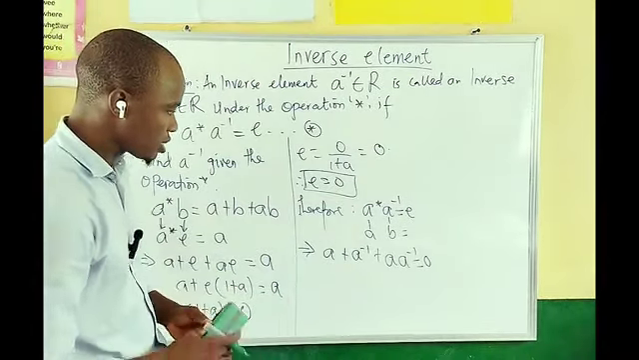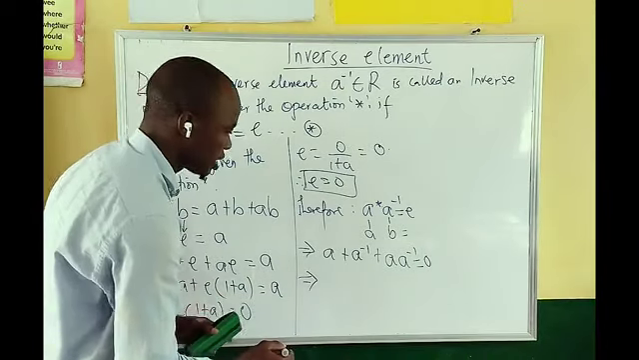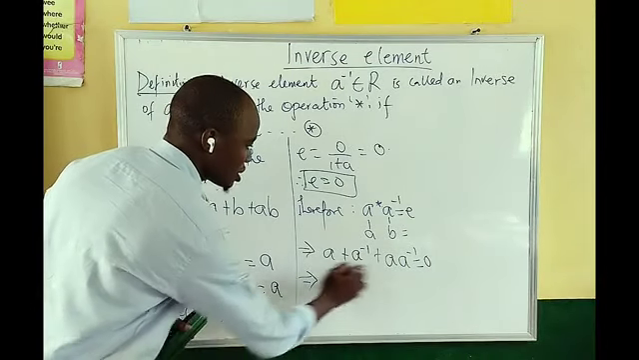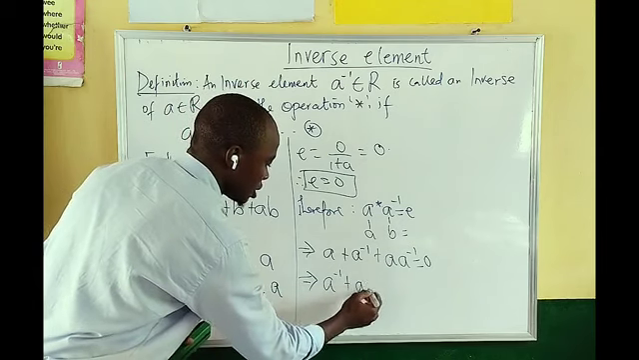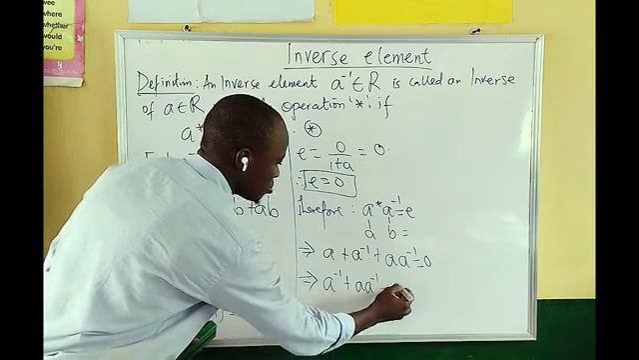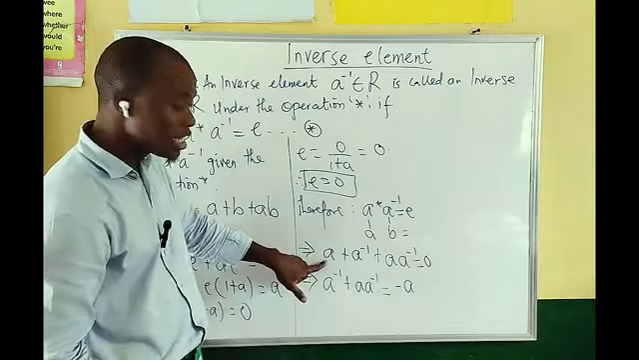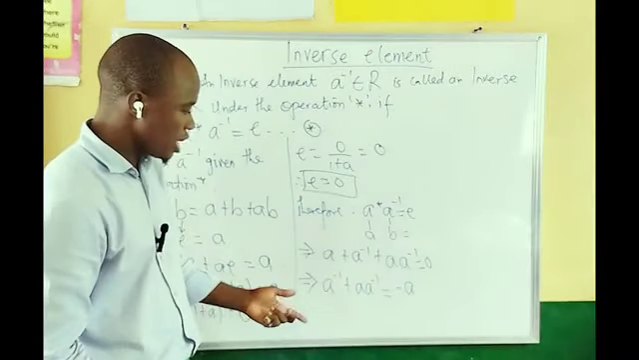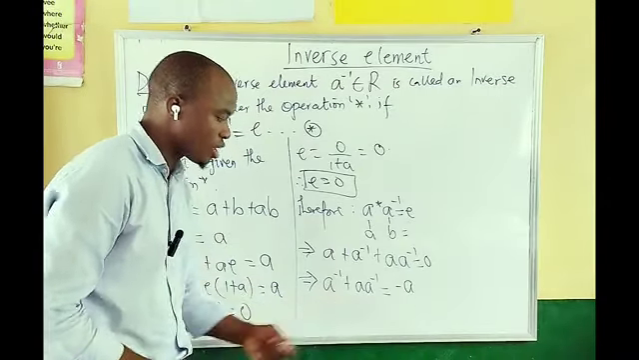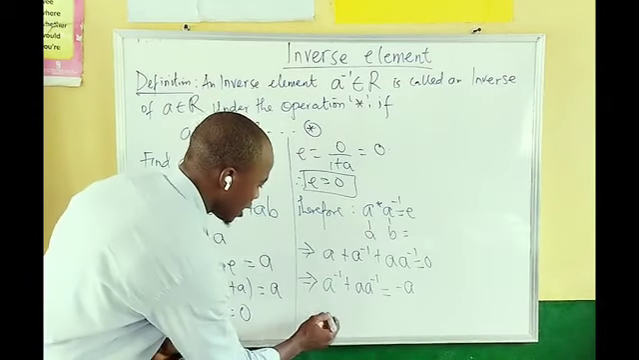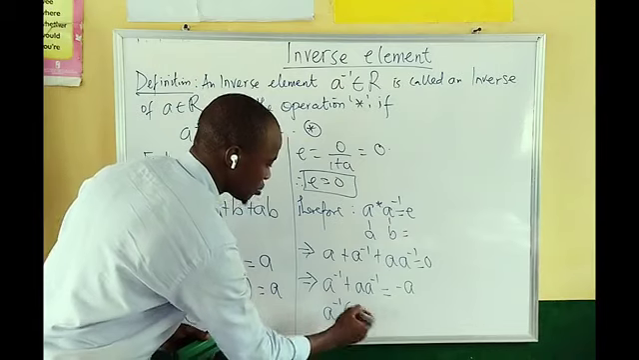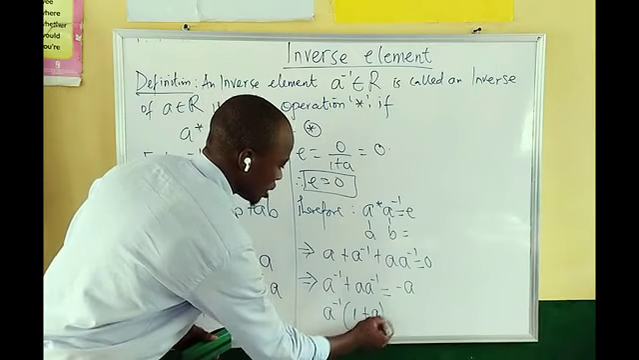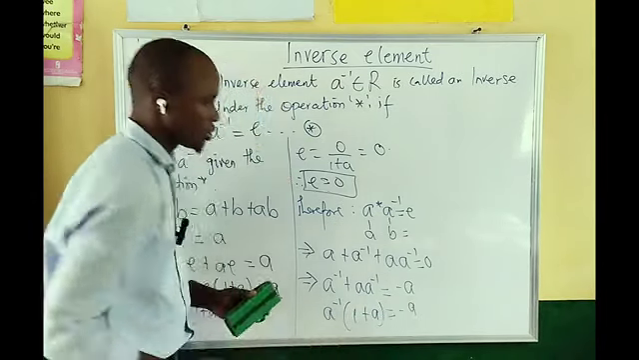So now, what's the next thing to do? We are going to send this a to the other side. We have a inverse plus a inverse equals minus a, because we send this a to this side. The next thing is to factorize a inverse. We have a inverse into bracket, what is left here is 1 plus a, equals minus a. Are you following me?